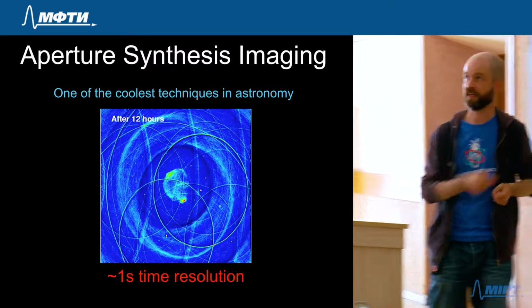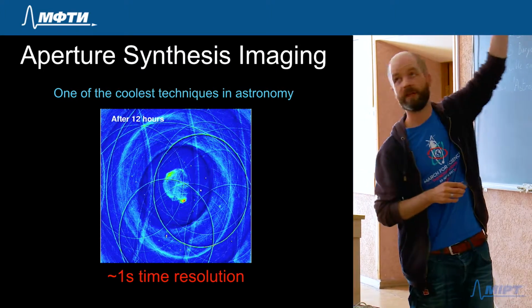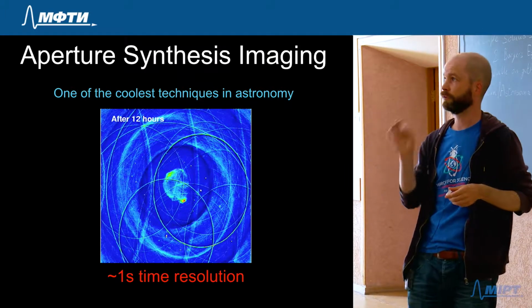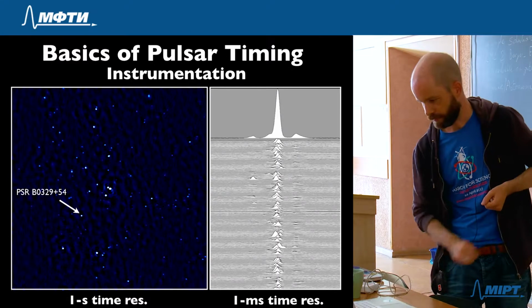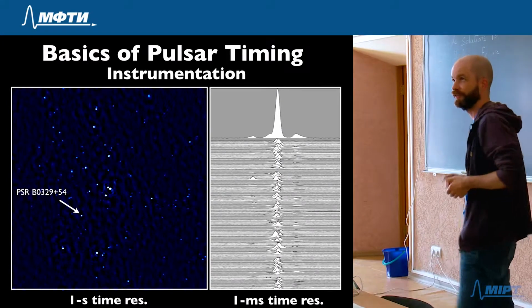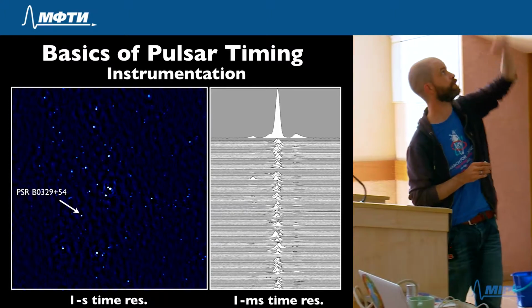But if you do this, and techniques have been developed over the last 40, 50 years to do this with very high precision, you can make very high resolution, very accurate, very robust images of the sky. So what that means is a radio telescope can both detect radio pulses from a pulsar or a fast radio burst, but it can also make images.